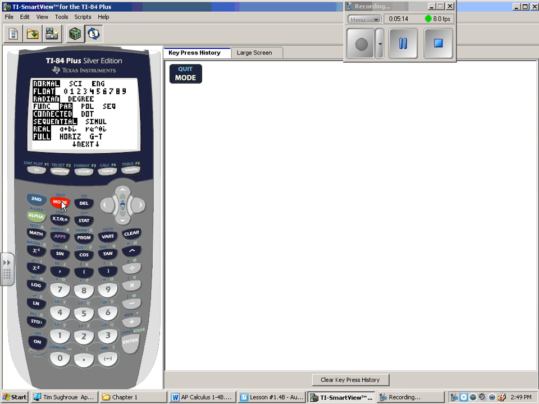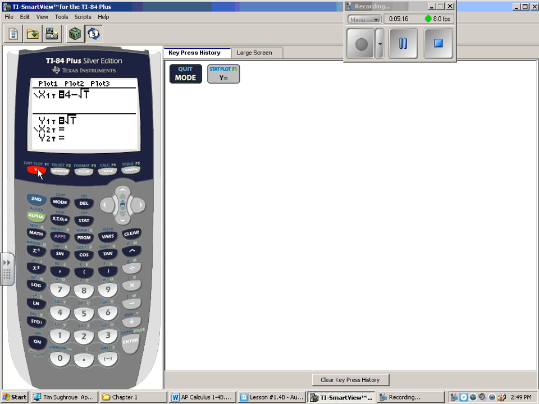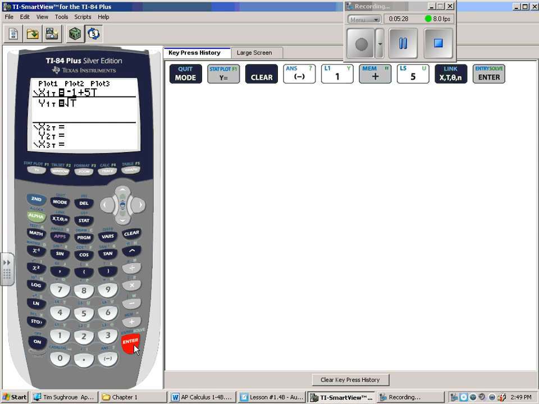So I'm going to go y equals. I'm going to define the x coordinate. I'm going to clear this out, and I'm going to say it's -1 plus 5t. Enter. I'm going to make the y coordinate -3 plus 4t.